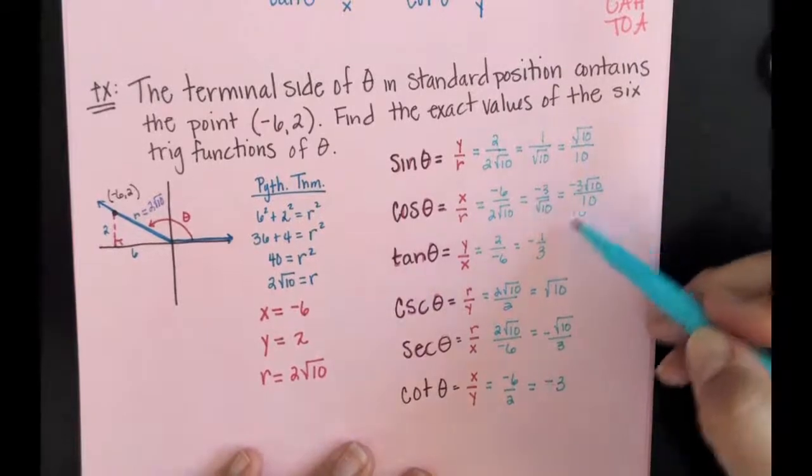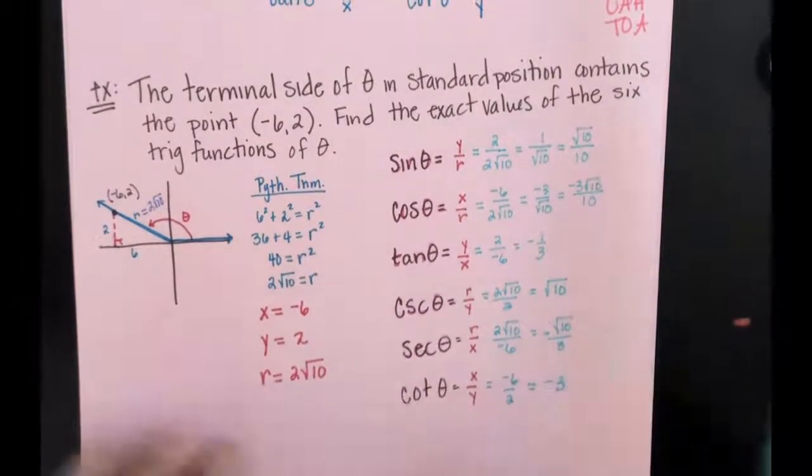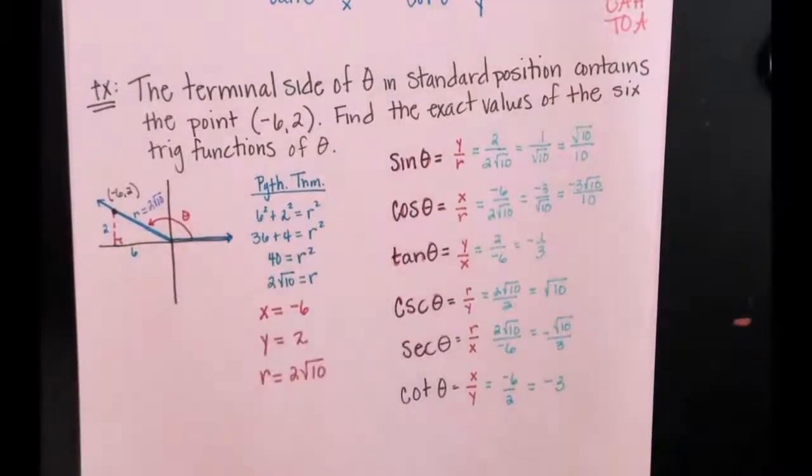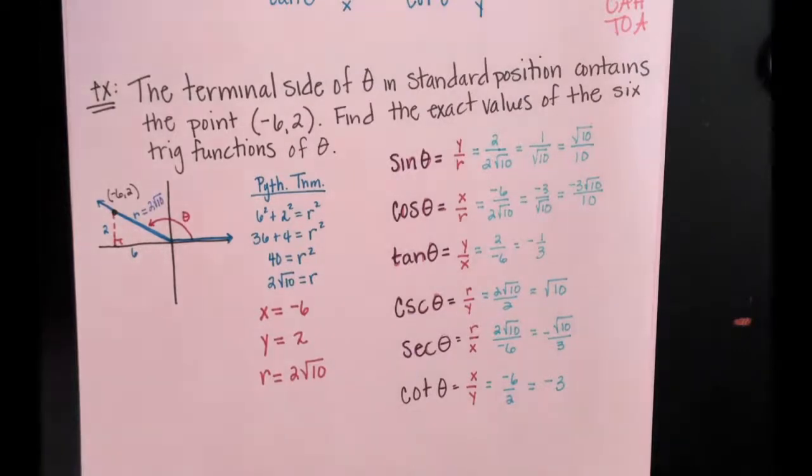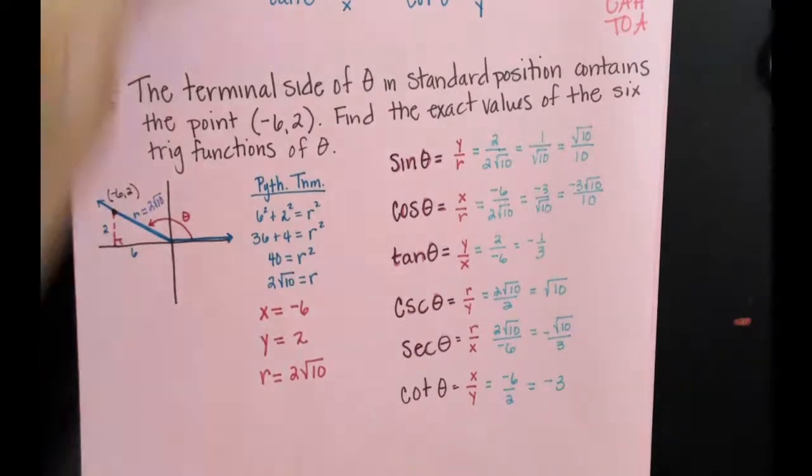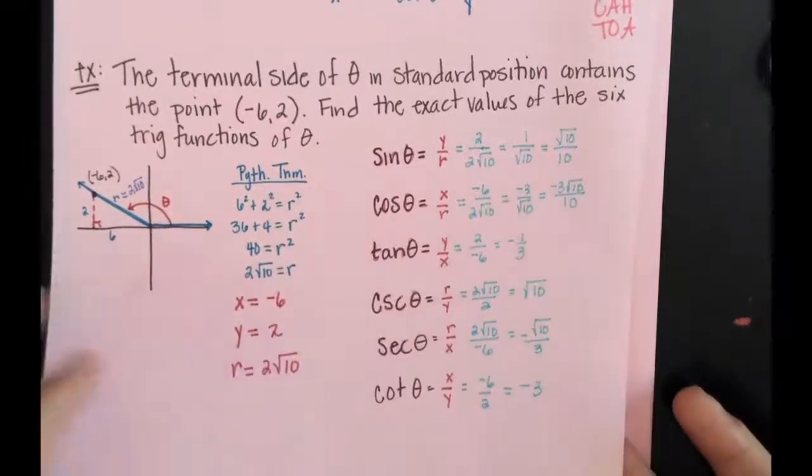So every one of these final outcomes are the trig functions, are trig ratios for theta. Okay, those are the exact values. We didn't have to worry about decimal rounded answers. All right.